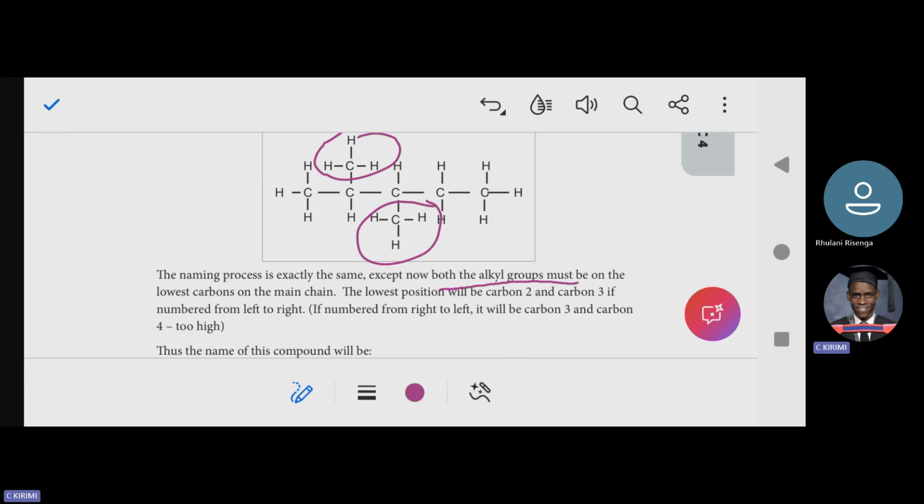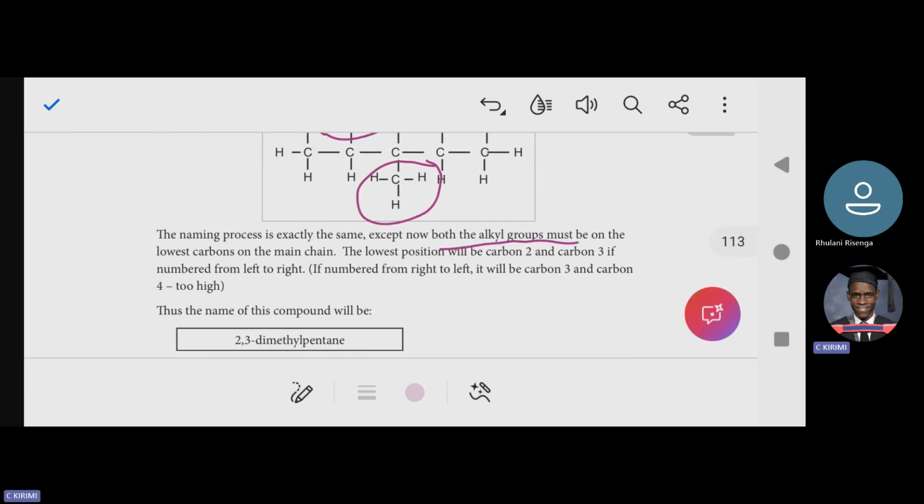So you always choose the lowest. If you number from right to left, which means I'm going to use 1, 2, 3, carbon number 3 and 4. But if I use from left, I use carbon number 2 and 3. So that's why I have to number from the left to right, which this one you already know.